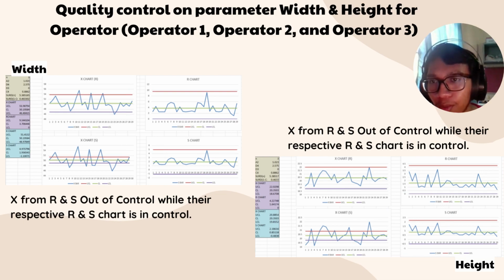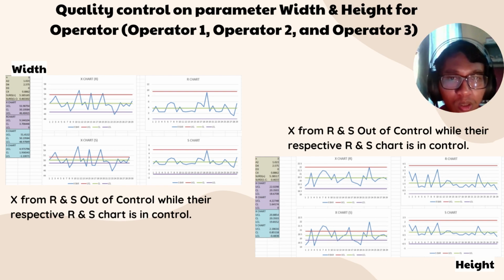So for the width graph, we can see that the X from R and S are out of control, while their respective R and S charts are in control. And as for the height parameter, the X from R and S graphs are out of control, while their respective R and S charts are in control.